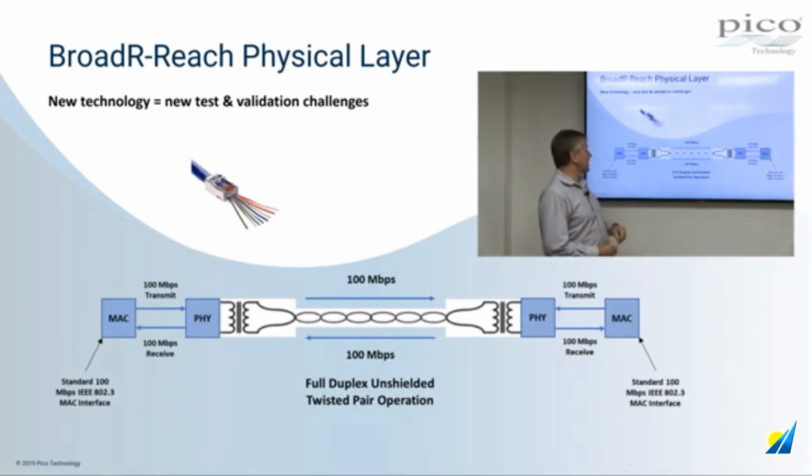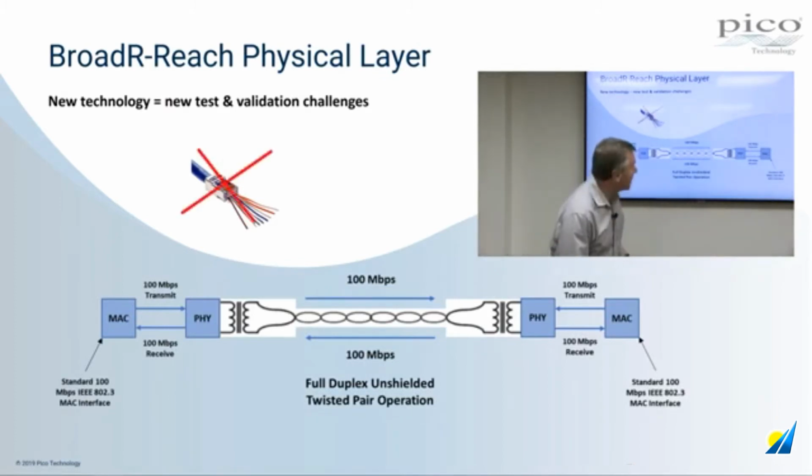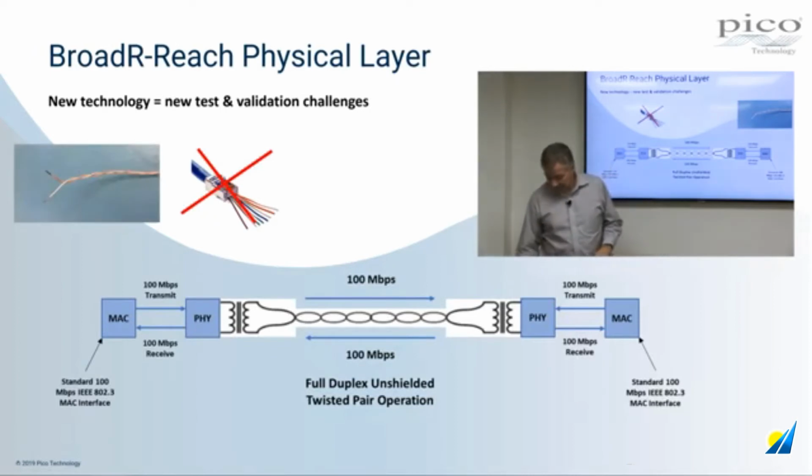So gone are the days where we had a Cat5 cable with different strands of copper cable in there, some transmitting, some receiving. That's not the way that BroadR-Reach Automotive Ethernet is implemented. Instead, what we have is just a single unshielded twisted copper pair of wires to transmit the data from transceiver to transceiver in the Ethernet system.